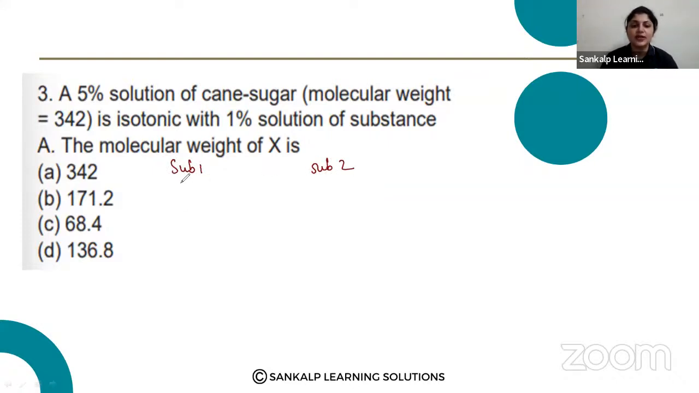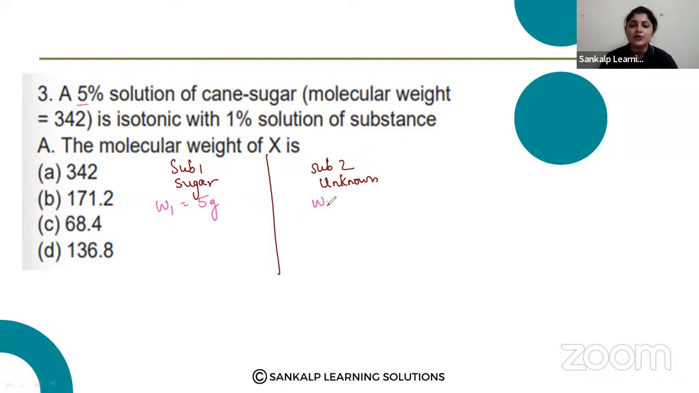So which is substance 1? We know that it is cane sugar. This is unknown. Now, what is W1? The weight is 5 grams.